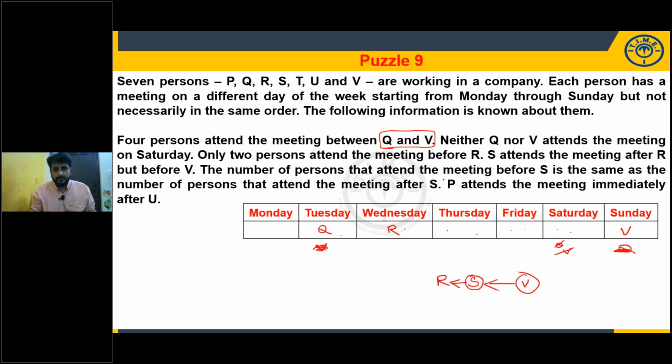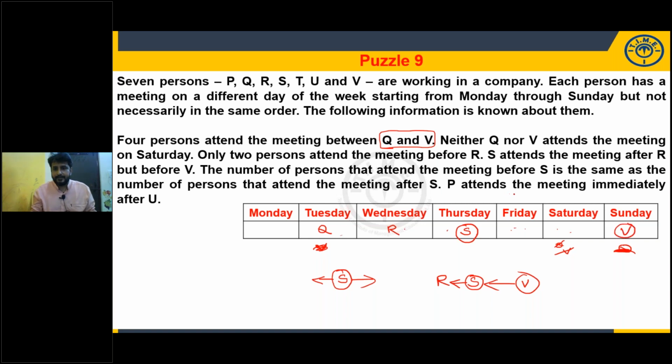And what is given? The number of persons that attended the meeting before S is the same as the number of persons that attended the meeting after S. So S should be exactly in the middle. Out of the 7 days, exactly the middle will be Thursday. So S will be here.